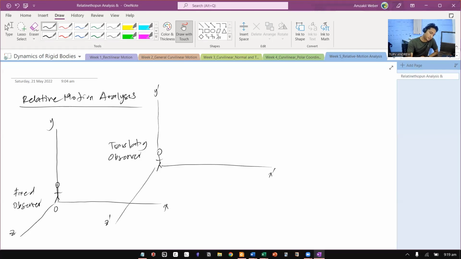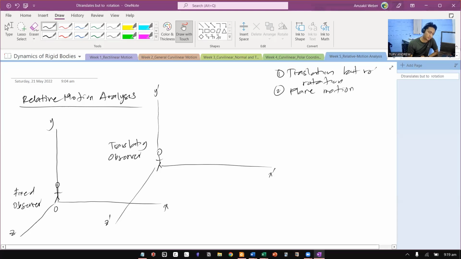Our discussion is only confined to translation, but no rotation, okay? So that is the limit of our discussion. And the second one is that it is only confined to plane motion. So we're only going to focus our discussion on these two restrictions.